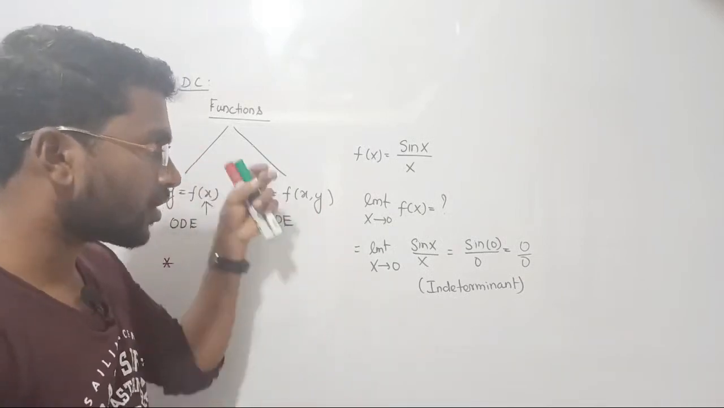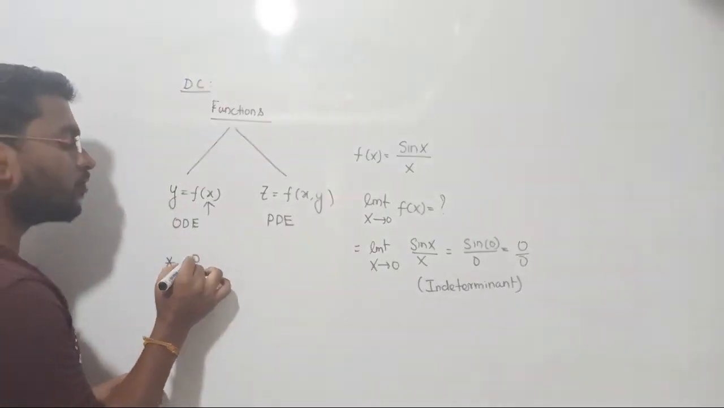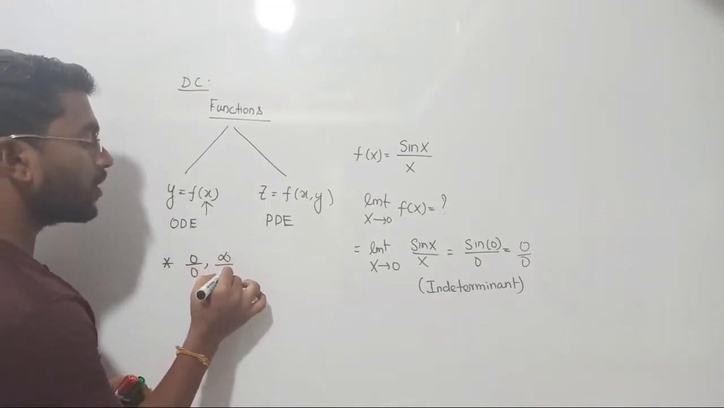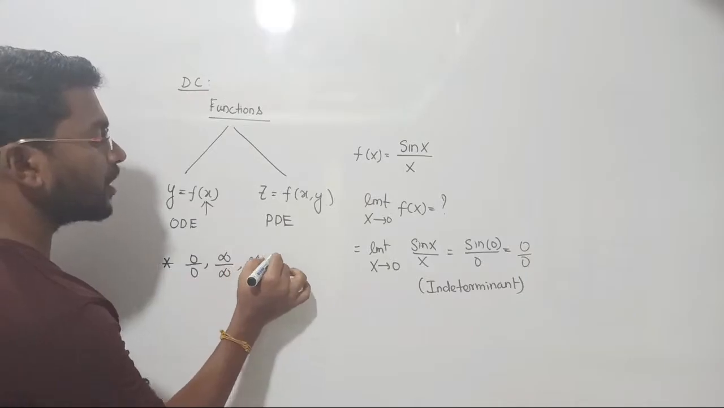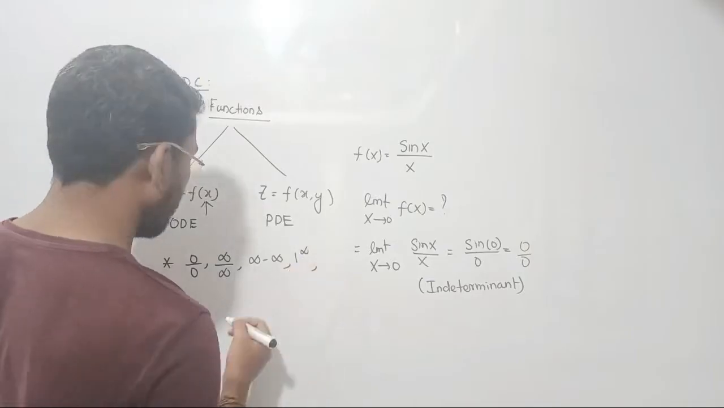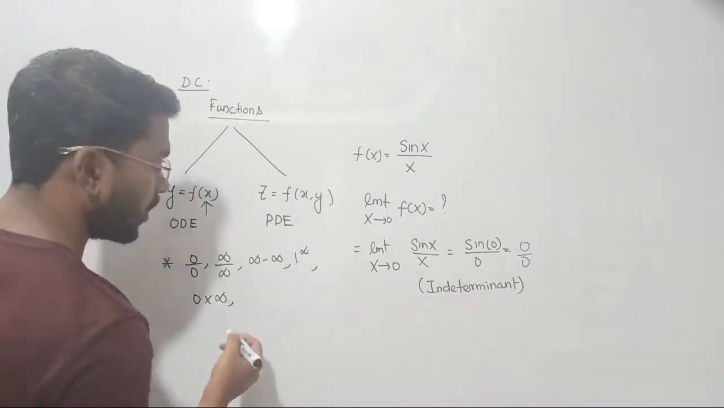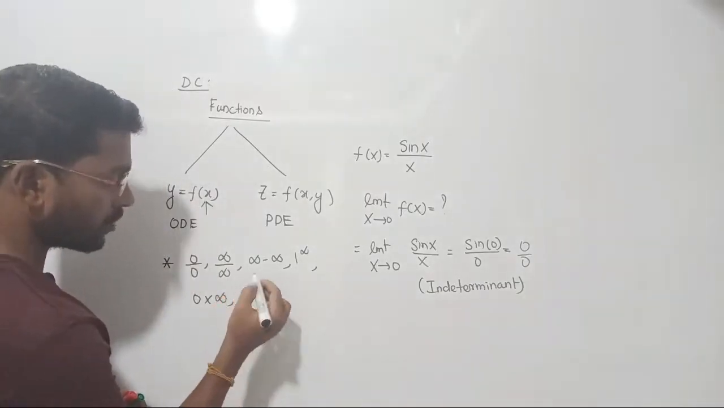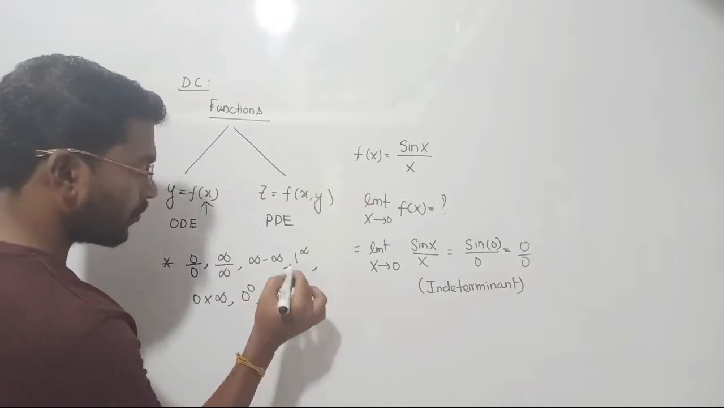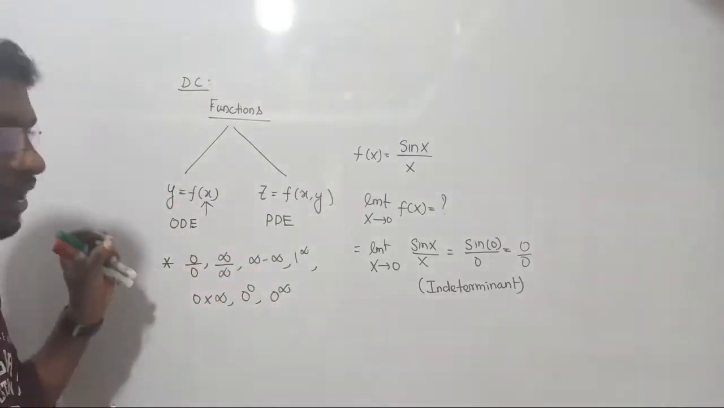And limits are also used to find the continuity of the function. Limits exist when an indeterminate format comes. Which are called indeterminate formats: 0 by 0, infinity upon infinity, infinity minus infinity, 1 power infinity, 0 into infinity, 0 power 0, infinity power 0, and 0 power infinity. That is enough. These formats are simply called indeterminate formats.